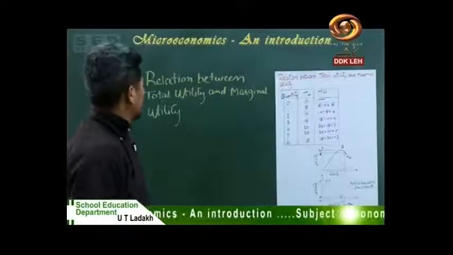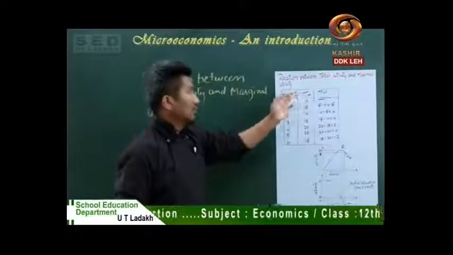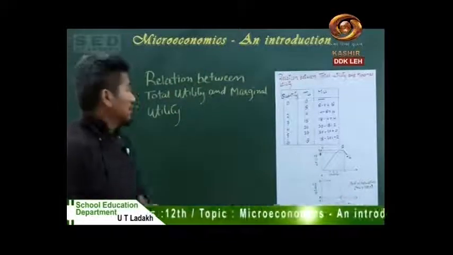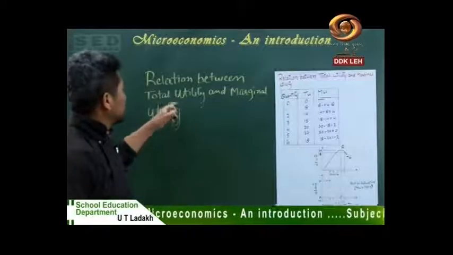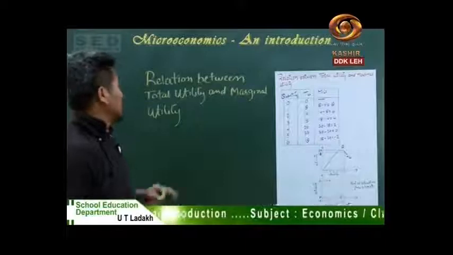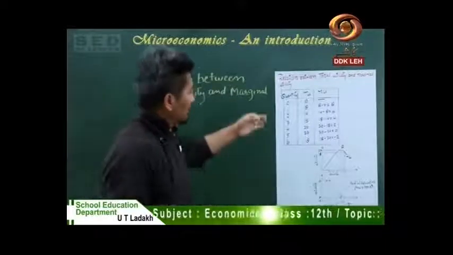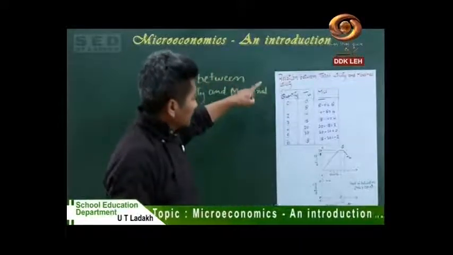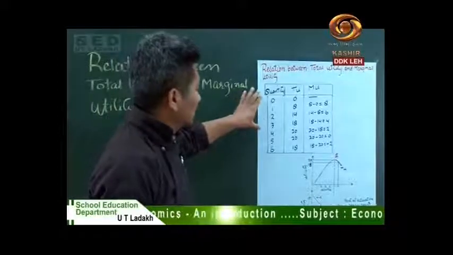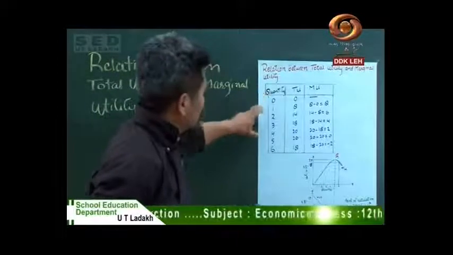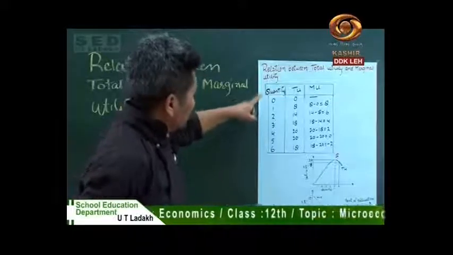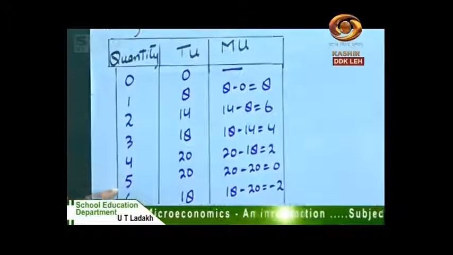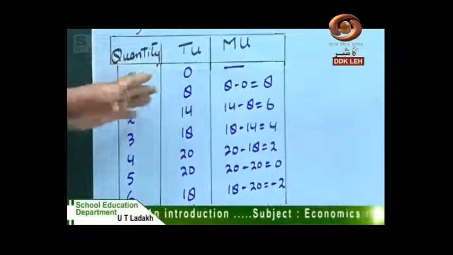Okay, now students, you are familiar with total utility and marginal utility. You know what is total utility and what is marginal utility. Now we will see what kind of relation exists between total utility and marginal utility. To explain this relation I have prepared a table and this graph for you. In the table, in the first column I have shown the quantity of goods that you are going to consume. For example, here we are going to consume goods 6 times, first, second, third, fourth, fifth and sixth one. And the total utility goes on increasing.